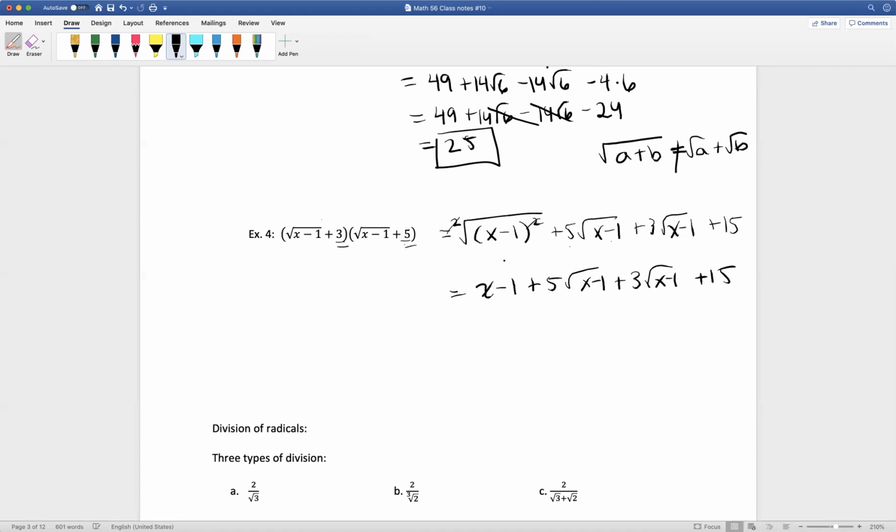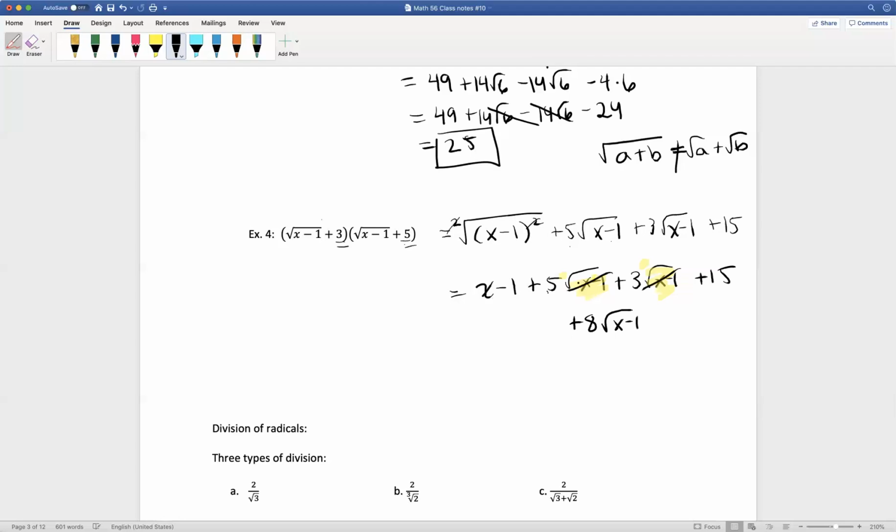Okay, anything else we can do to simplify it? Well, yeah, look, we have like terms here. These are like terms. Same radicand, same index, they're both square roots. So we can combine those two. If I had 5 of something and then I add 3 of the same thing, we're going to be left with 8 of them.